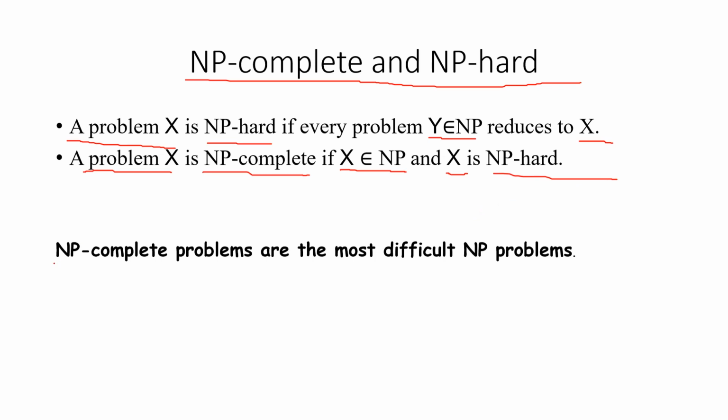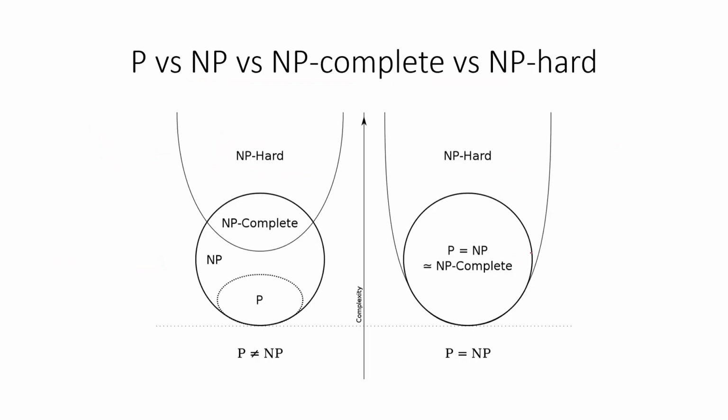So actually NP-complete problems are the most difficult NP problems. What does most difficult mean? It means that they take a lot of time to solve. The time complexity is very big. So here is the Euler diagram to show the relationship between these categories of problems. As I said before, we don't know yet whether P is equal to NP or not. By the way, nowadays most people believe that P is not equal to NP, but there is no proof of that yet.